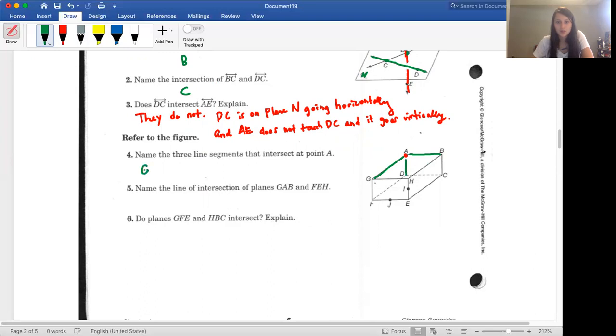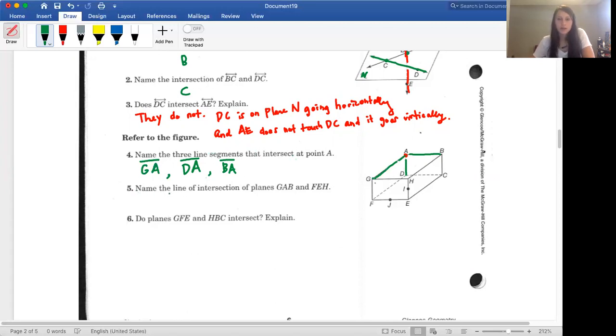So I'm going to say this, GA, DA, and BA. Now, a segment is a part of a line that doesn't continue forever and ever. It stops. So notice when I drew my line here, I didn't put arrows, because the word segment means it's just one section of a line. So it stops at G, stops at A. That's the part of the line which we call the segment.